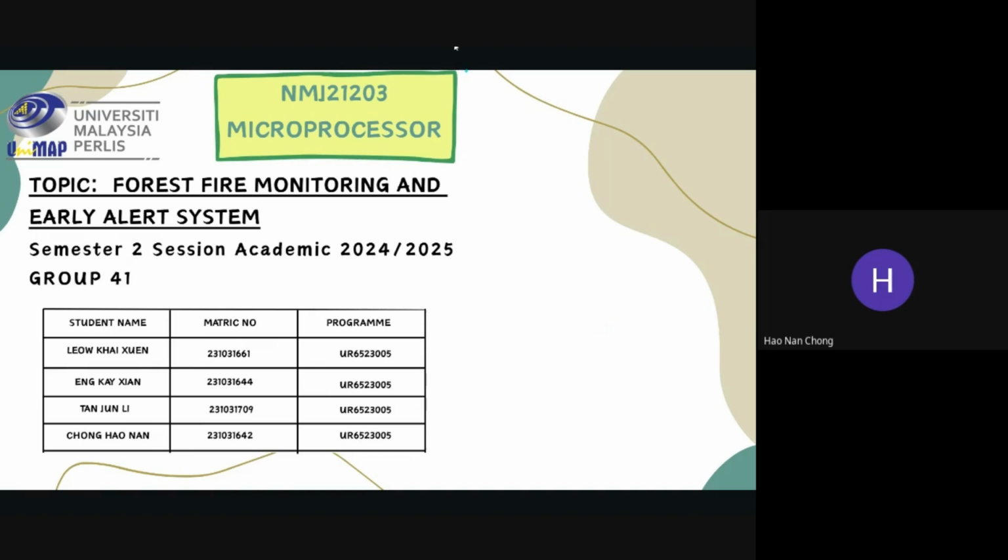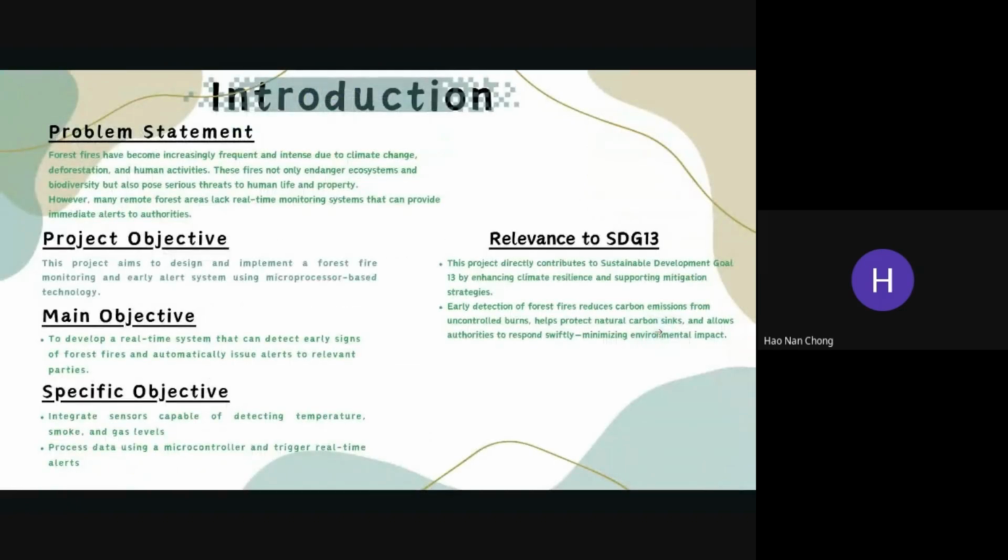Good evening, lecturers. Today we're going to present our topic. Our topic is forest fire monitoring and early alert system. We are from group 41. Our team has four members. The first one is Liu Kaishen, the second is NK Sian, the third is Tan Junli, and I am Chong Hao Nan. Now I will go to the introduction.